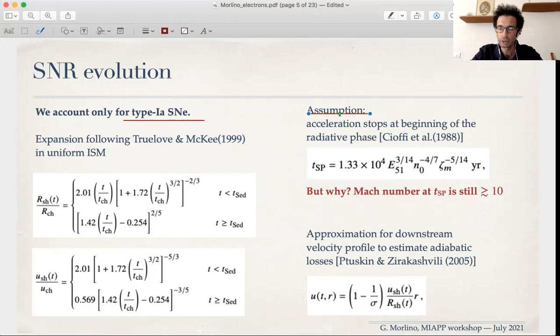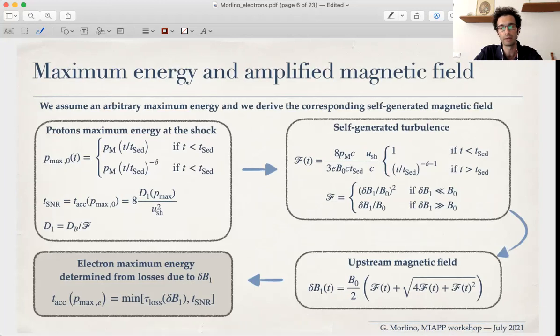Also another approximation, but which is quite a good approximation, is the profile of the velocity of the plasma inside the supernova remnant, which is needed in order to account for the adiabatic losses of particles. So once we know the evolution of the supernova remnant, we have to describe how particles are accelerated.